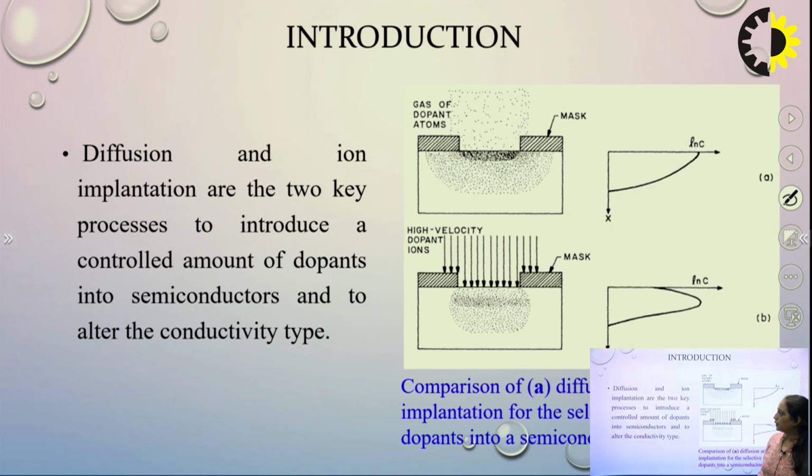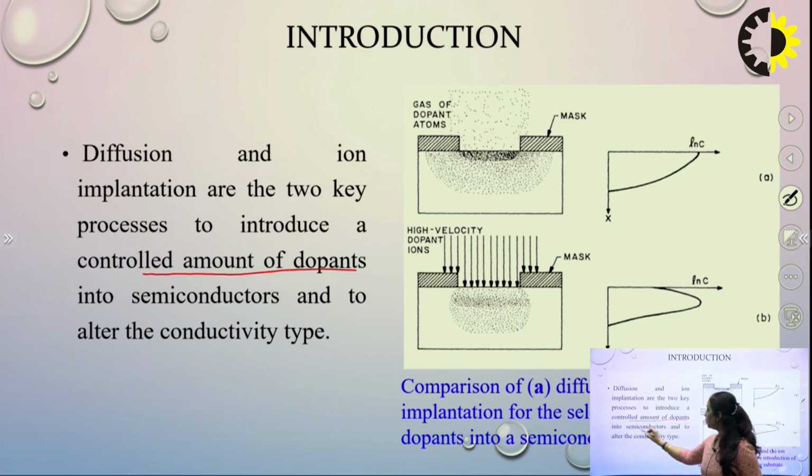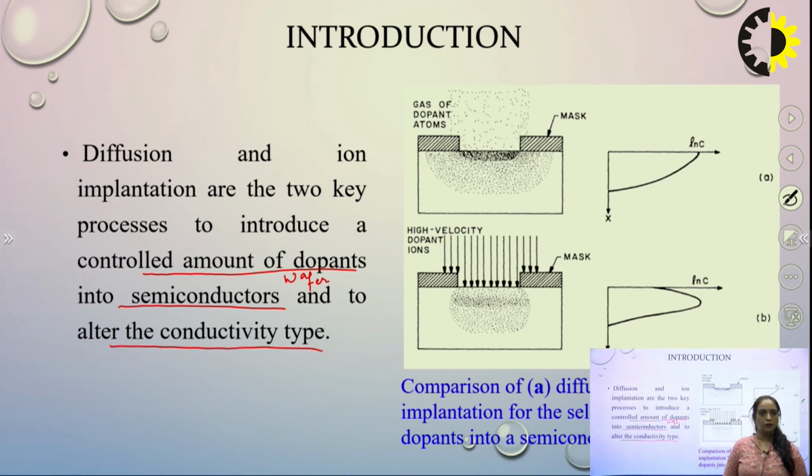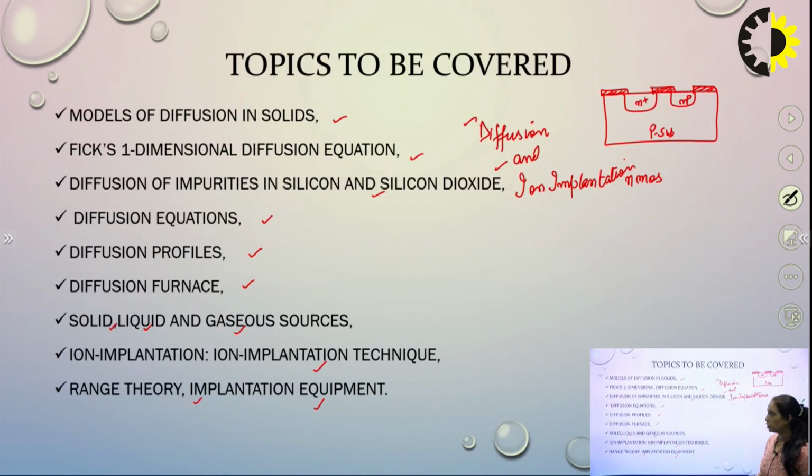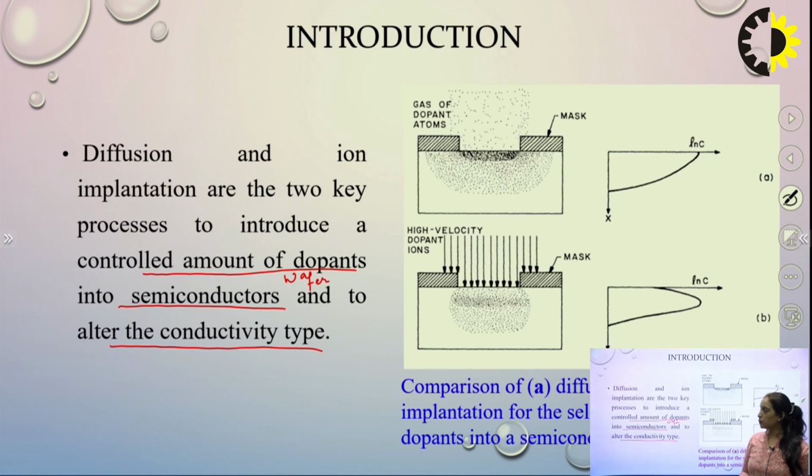So as per the introduction, diffusion and ion implantation are the two key processes to introduce a controlled amount of dopants into the semiconductor wafer, and this is done to alter the conductivity of the P-type substrate. Obviously we are going to change the conductivity here because we are adding some dopants. So the controlled amount of dopants are introduced with the help of the diffusion and ion implantation processes. Okay, so what basically is the difference between these two? Here the first diagram is for the diffusion.